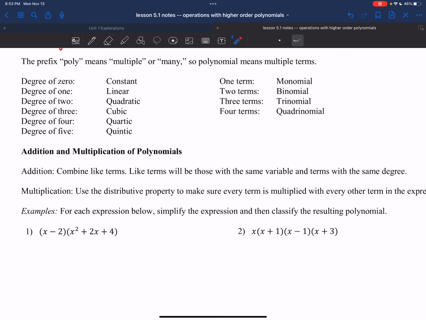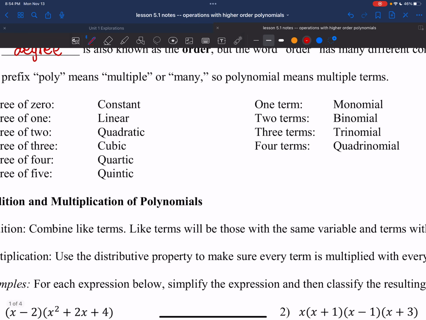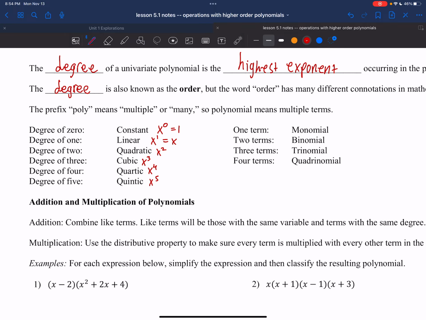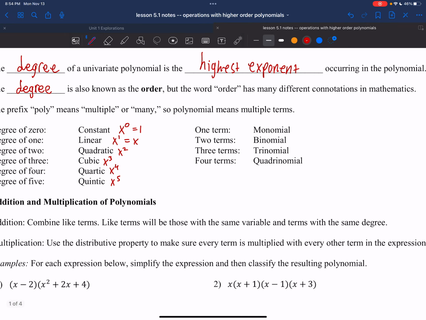Now, you can see here all this stuff. You probably already know this, right? What's the degree of 0, right? It's x to the 0. It's constant. Maybe I'll even write that next to it, right? This is x to the 0, which, by the way, equals 1. This is x to the 1, which is just x. This is x squared. This is x cubed. This is x to the 4th, x to the 5th, right? So all of those correspond with your degrees.